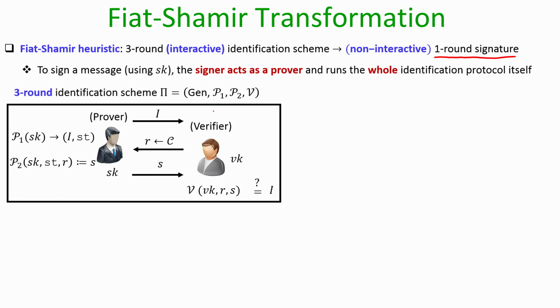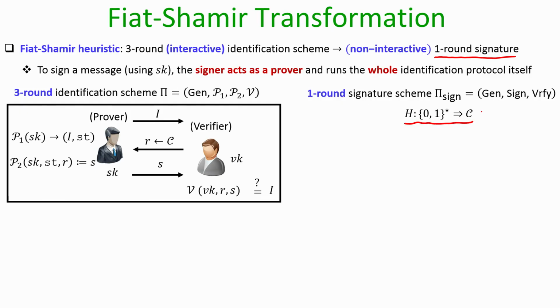So, here is how we do the conversion of a 3 round interactive protocol into a 1 round protocol. We are given an identification scheme which has its key generation algorithm, 2 algorithms for the prover and 1 algorithm for the verifier, and using it we want to obtain a 1 round signature scheme which should have its own key generation algorithm, a signing algorithm and a verification algorithm. As part of this transformation we assume that we have the public description of some hash function which maps arbitrarily long bit strings to the elements of the challenge space of the underlying identification scheme.